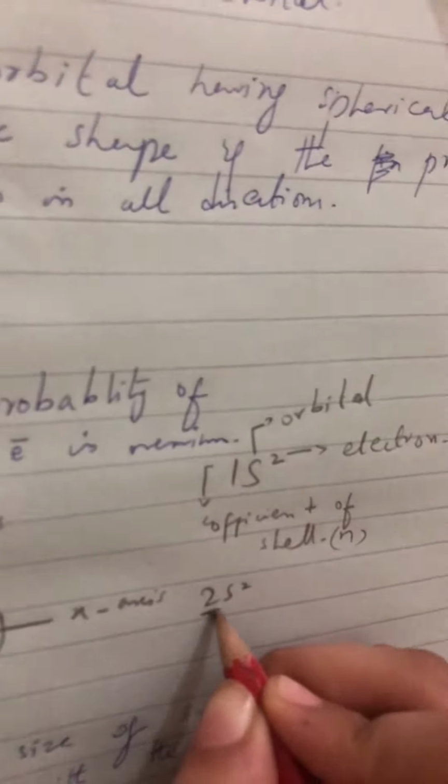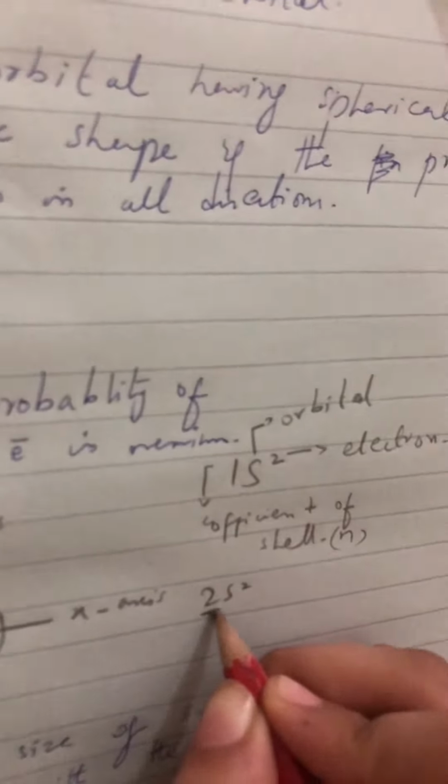Okay, so another point is that the lobes lie along the 3 axes. Like it has 3 orbitals, so they will be located on the 3 axes, that is x, y and z axis: px, py and pz. They will look like this.